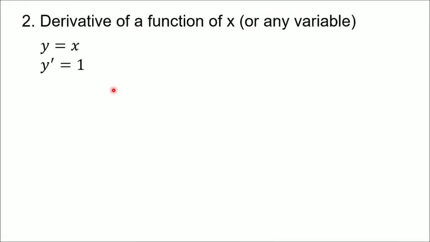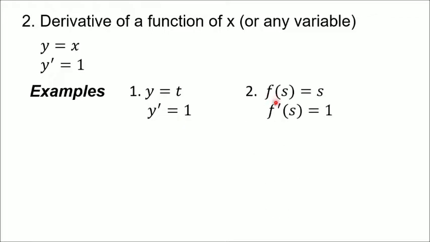Number 2, the derivative of a function of x or any variable, pwede rin naman kahit anong variable a to z. Example, y equals x. So, the derivative of that is 1. Other example, y equals t. The derivative or y prime is also 1. Number 2, f of s equals s. F prime of s or the derivative is also 1.